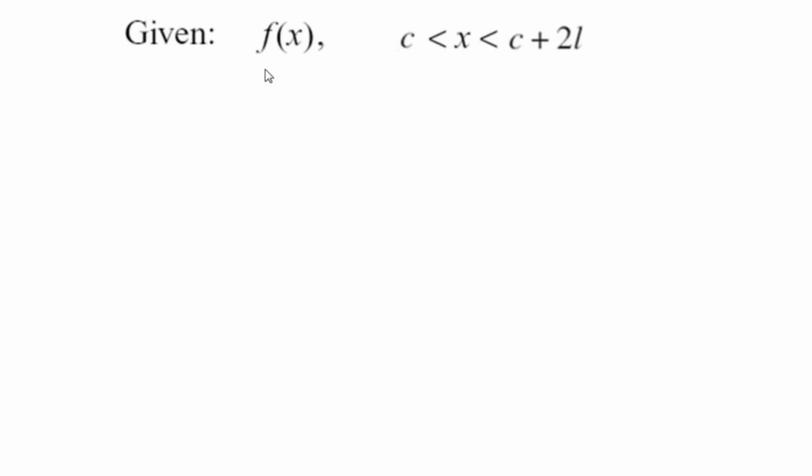Fourier series to the functions of any period. Let f of x be a periodic function with period 2l in the interval c comma c plus 2l. That is, x lies between c and c plus 2l.